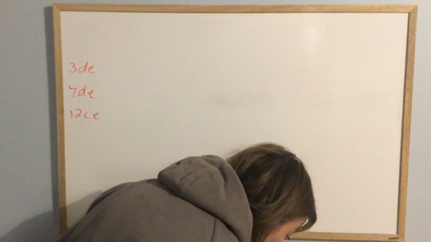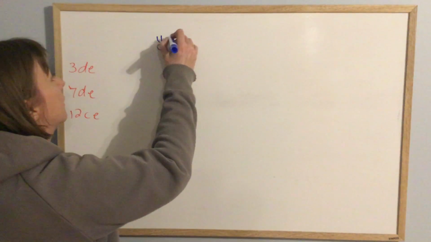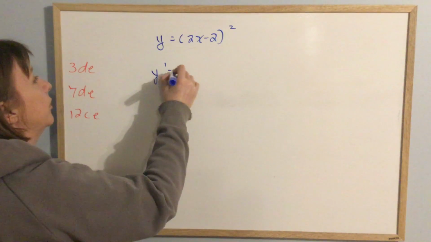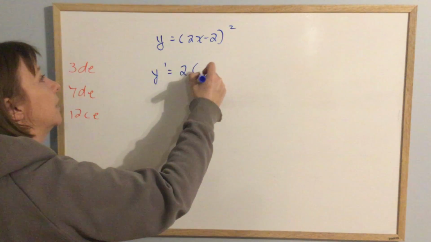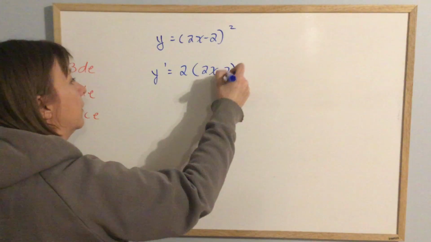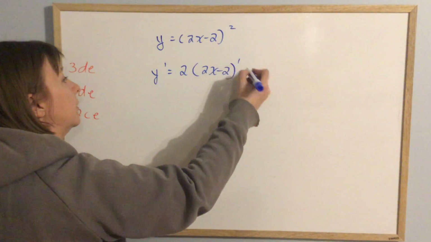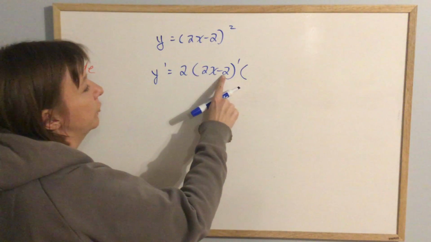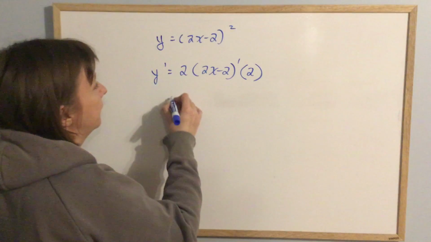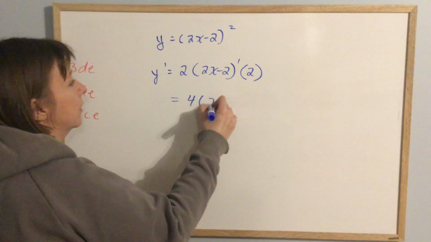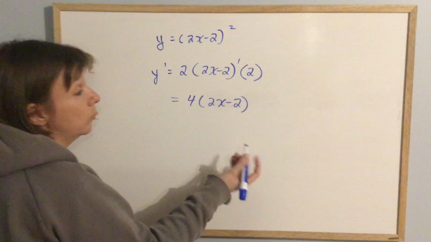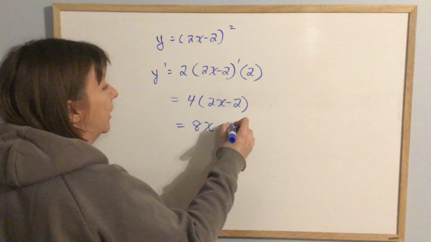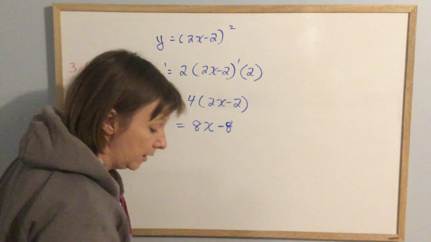it's y is equal to 2x minus 2 squared. So again, the chain rule would say, bring your exponent down in front, leave the inside alone, decrease your exponent by 1, and then do the derivative of the inside. Well, the derivative of 2x minus 2 is just 2. So I really have 4 times 2x minus 2, which theoretically you could leave there, or you could expand it out to be 8x minus 8.